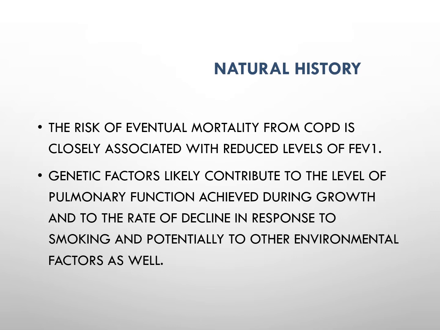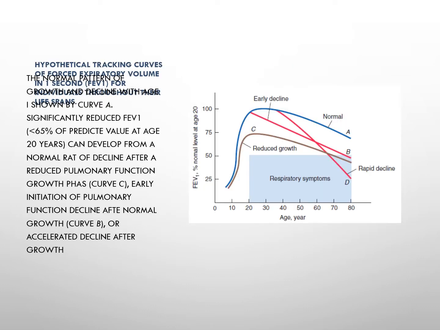Genetic factors likely contribute to the level of pulmonary function achieved during growth and to the rate of decline in response to smoking and potentially to other environmental factors as well. Here we see a hypothetical tracking curve for FEV1. The normal pattern is shown by curve A. A significantly reduced FEV1, less than 65% of predicted value at age 20 years, can develop from a normal rate of decline after a reduced pulmonary function growth phase, curve C, as you see here. Early initiation of pulmonary function decline after normal growth, or accelerated decline after growth.